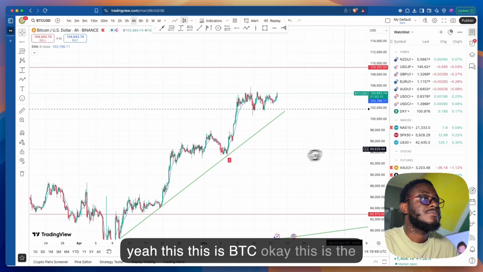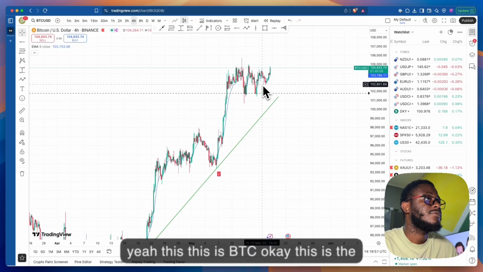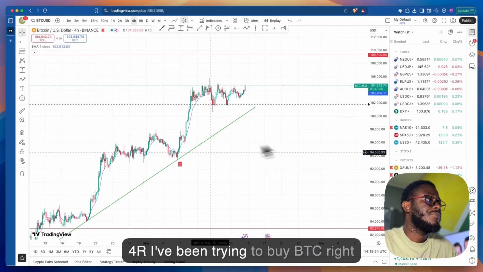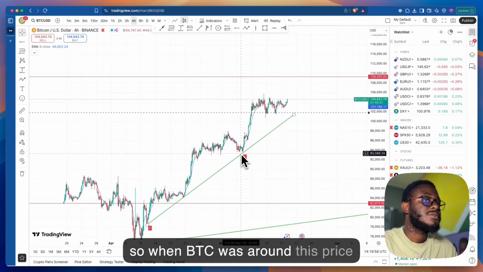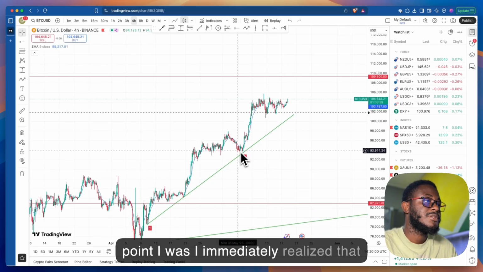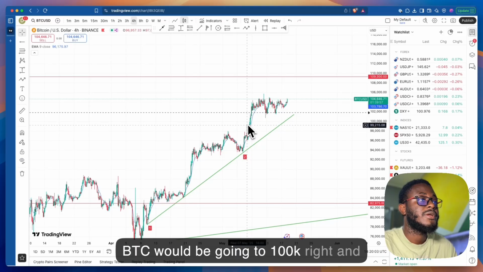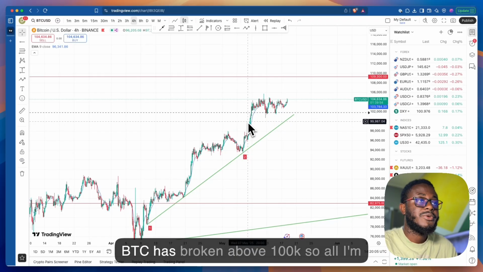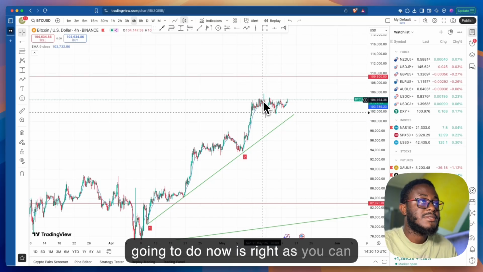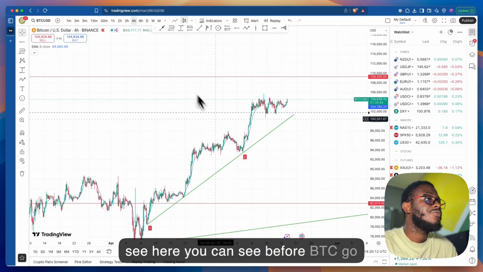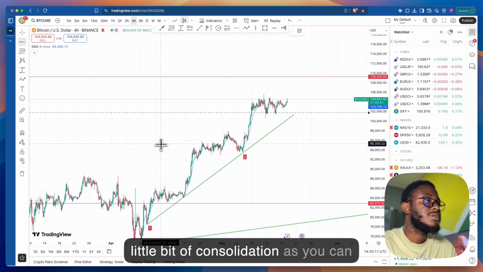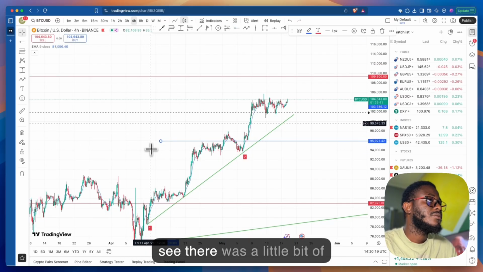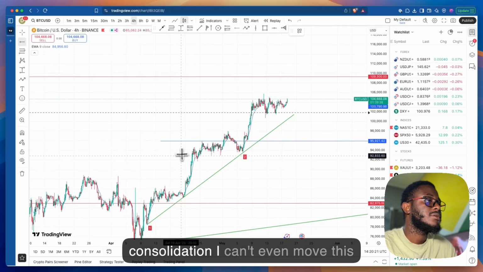Okay, so this is BTC. This is the 4 hour. I've been trying to buy BTC. When BTC was around this price point, I immediately realized that BTC would be going to 100K, and BTC has broken above 100K. As you can see here, before BTC got to 100K, what happened? There was a little bit of consolidation.